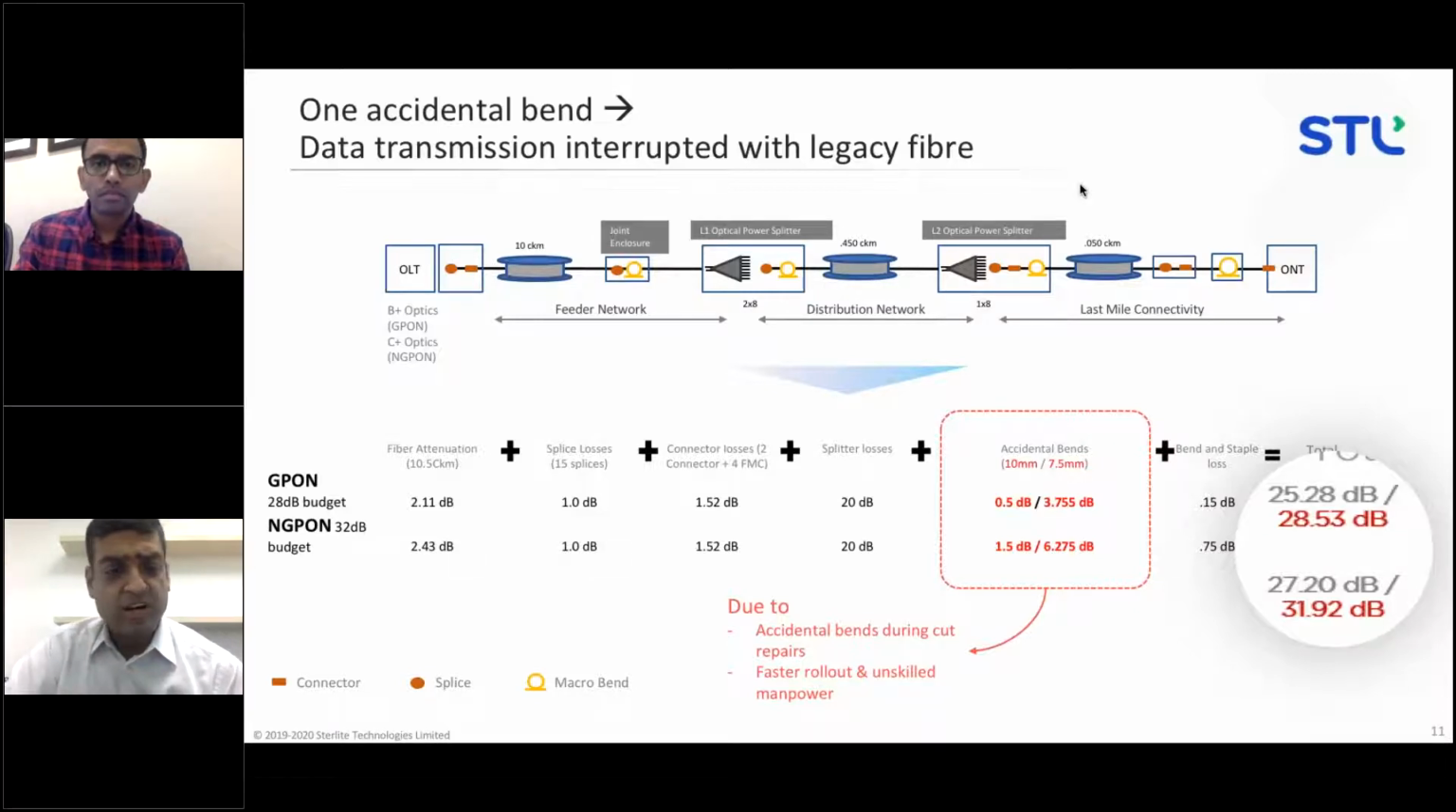Now, if you take a GPON network, which has a 28 dB budget, we are operating pretty close to the power budget, and just a single instance of an accidental bend might put us above the power budget. The situation is very similar for an NG-PON, which has a 32 dB power budget, and this is all using G.652D fiber.